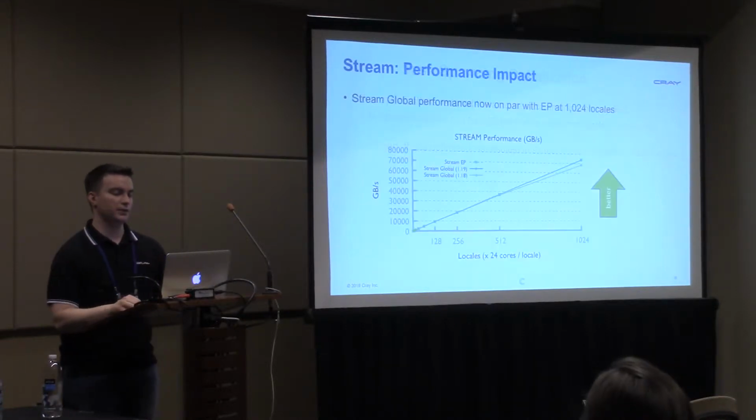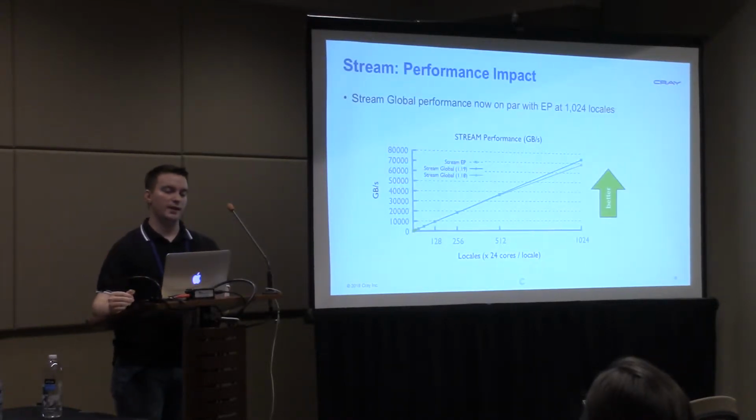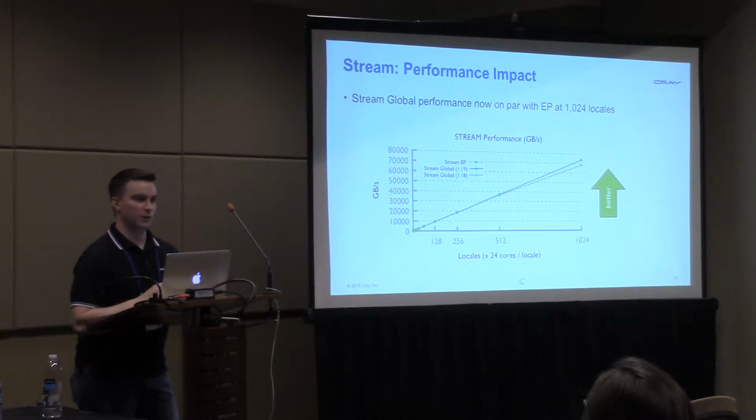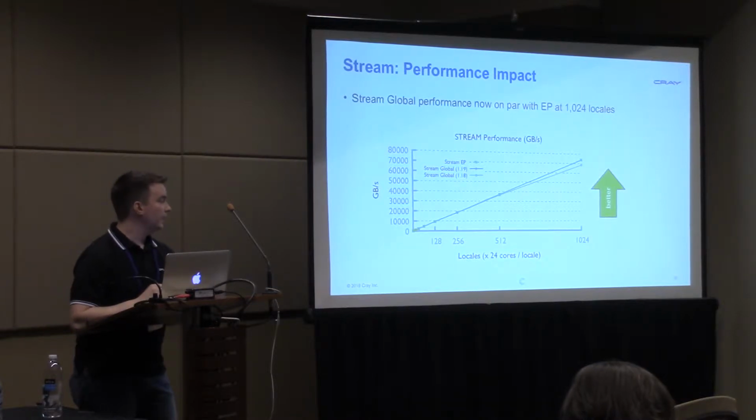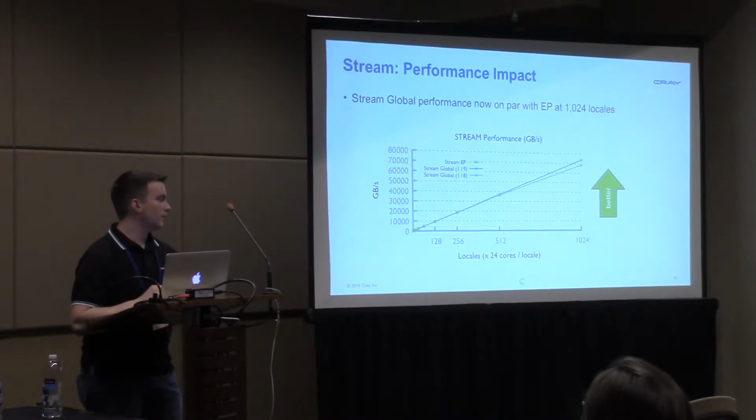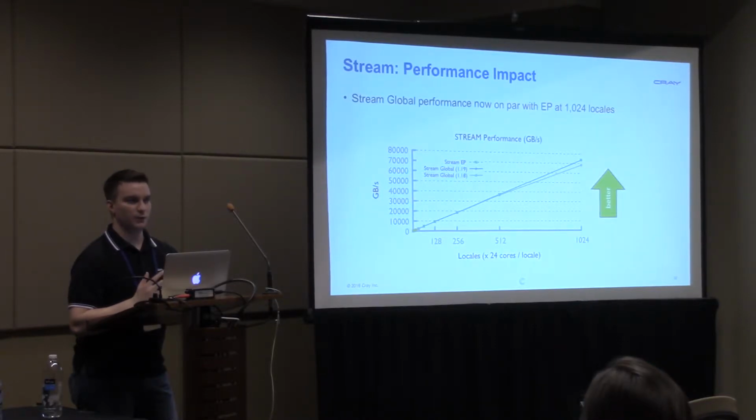And then coming back to stream, what we can see here is that now at 1,024 nodes, the global, more elegant version of stream performs on par with the EP version. Again, it's kind of hard to see because the lines overlap, but we have a dark blue line, which is the global version, and then the dashed green line over top of that. So this new mechanism gets us a global version that performs as well as the EP version, up to thousands of nodes.